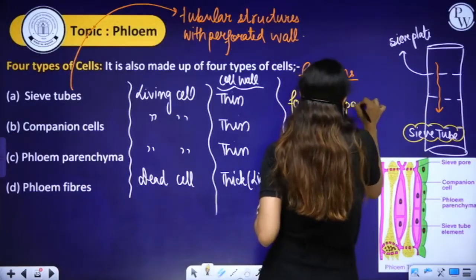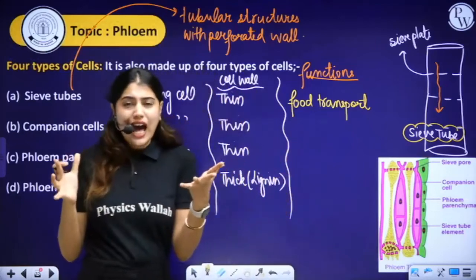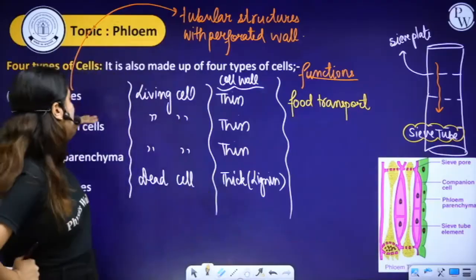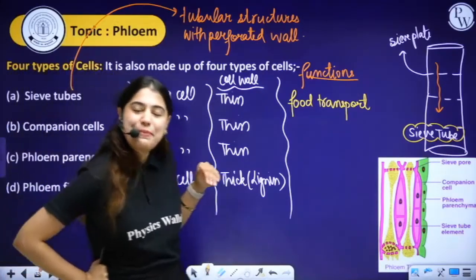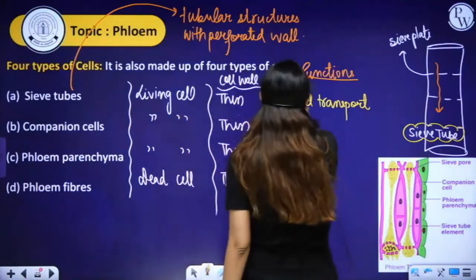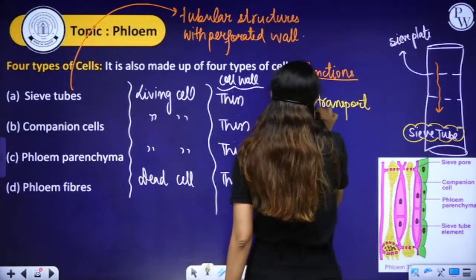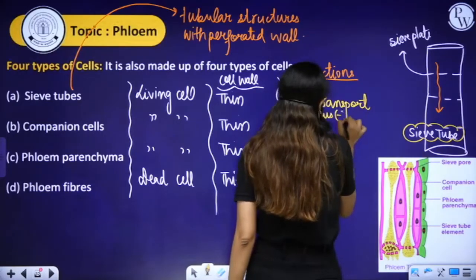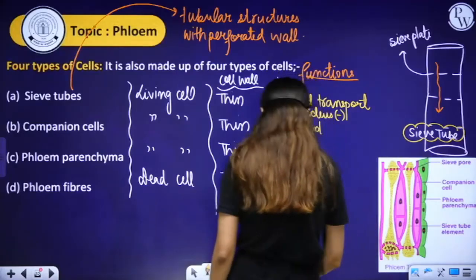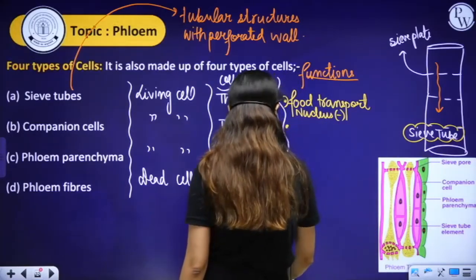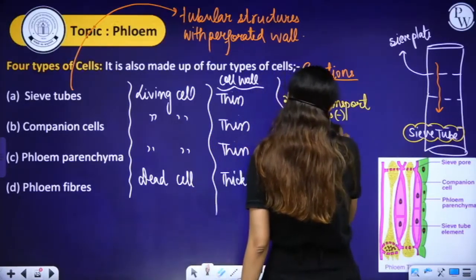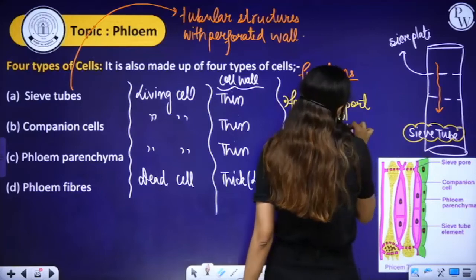Now remember, this sieve tube does not have its nucleus. Then who is going to control its activity? The activity will be controlled by the companion cell. It is giving company to the sieve tube cells, right? So the nucleus is not there. The companion cell is controlling the activity of the sieve tube.